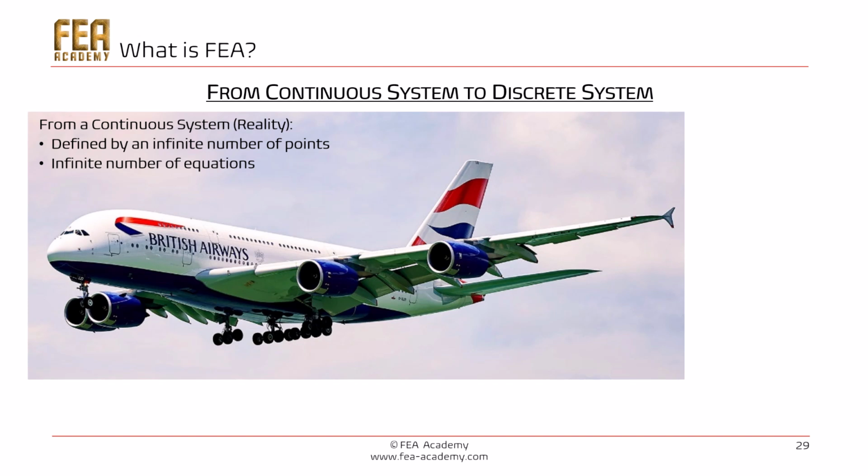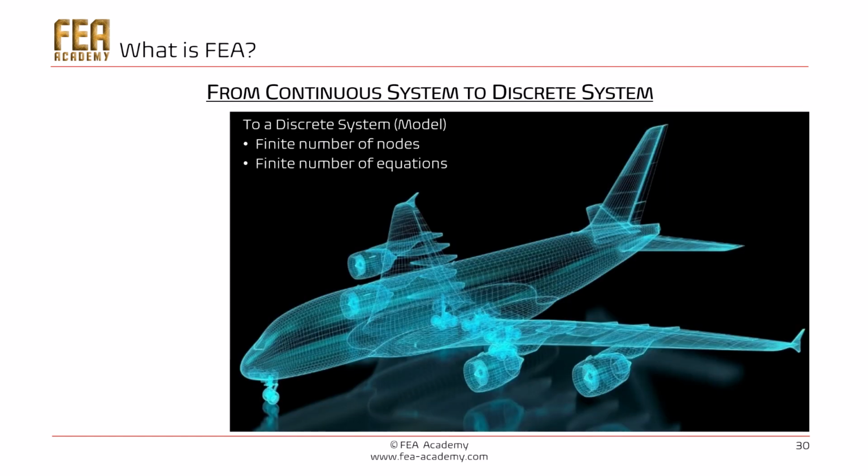So in summary, the key term here is discretization. Discretization permits us to transform a continuum problem into a discretized solution. So the continuous problem, the continuous system, is the reality. It is defined by an infinite number of points, an infinite number of equations. And the discrete system, which is the model, is defined by a finite number of nodes and a finite number of equations.